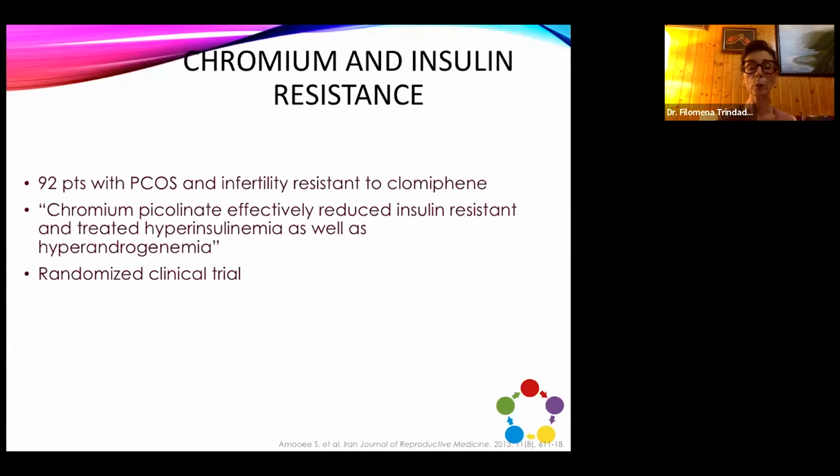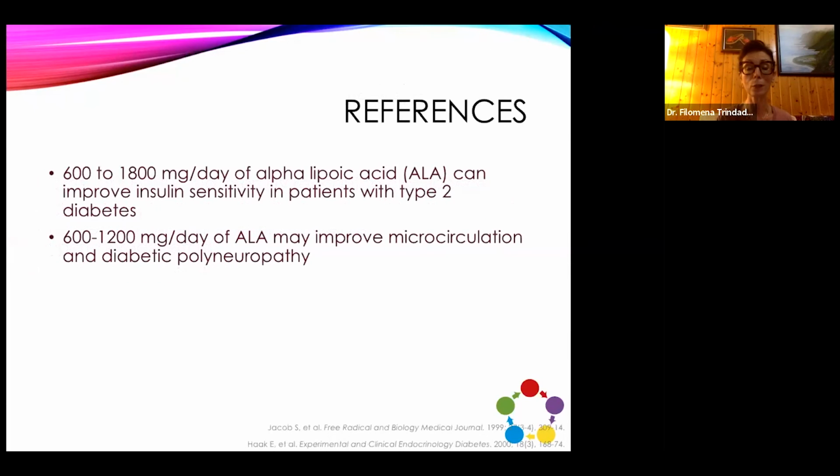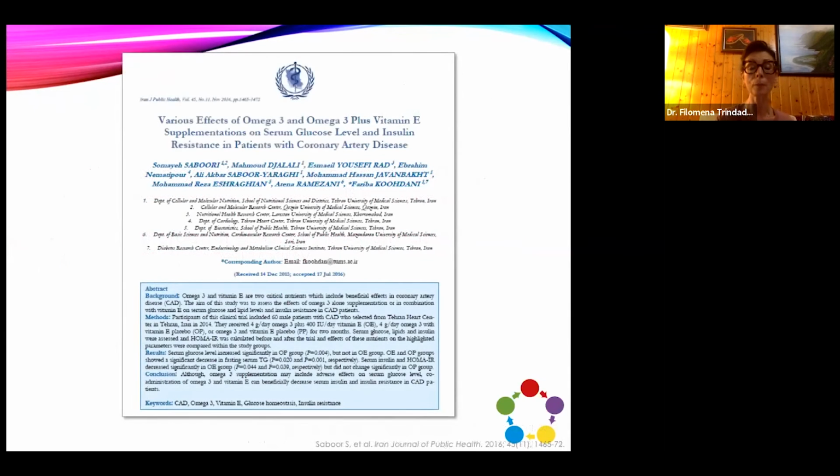We know about chromium with respect to insulin resistance and PCOS, but any patient with insulin resistance. Initially we thought we'd have to use really high levels of chromium. Now we know we don't want to go over 400 micrograms because there may be some toxic effects. Alpha-lipoic acid depends on if someone has polyneuropathy, but you can go up to 1,800 milligrams per day.